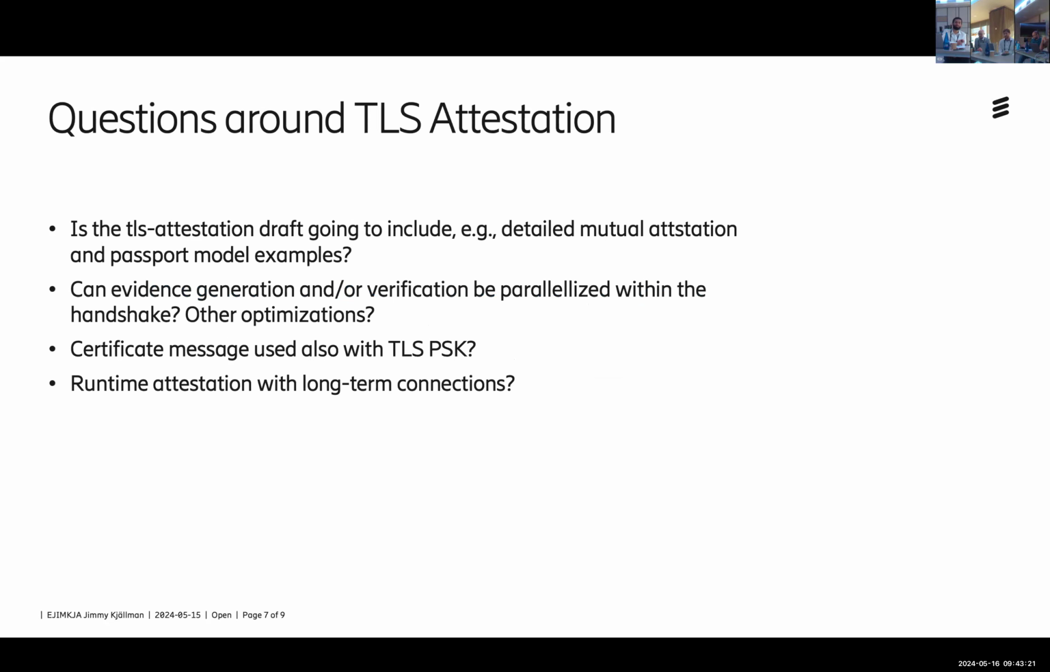And I guess in this repository where the draft lives, there are some examples about the passport model, but as far as I remember the draft itself does not. So one question is whether they are intended to be there. Okay. Yeah, I think we already have issues tracking this lack of details. Okay, so definitely passport and mutual attestation need more detail.